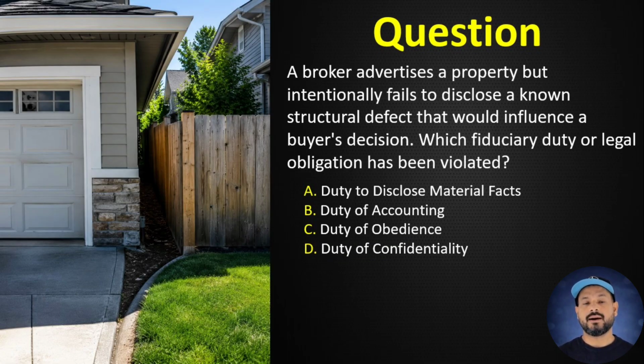Question number 29. A broker advertises a property but intentionally fails to disclose a known structural defect that would influence a buyer's decision. Which fiduciary duty or legal obligation has been violated? A. Duty to disclose material facts. B. Duty of accounting. C. Duty of obedience. D. Duty of confidentiality. Correct answer: A. Duty to disclose material facts. Brokers must disclose known material defects that affect a property's value or desirability.